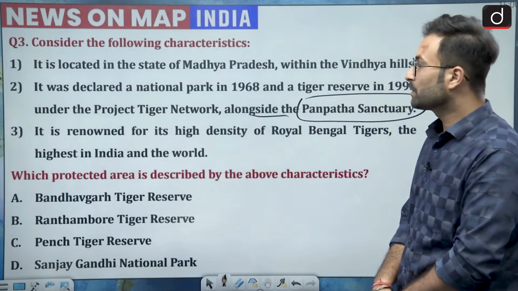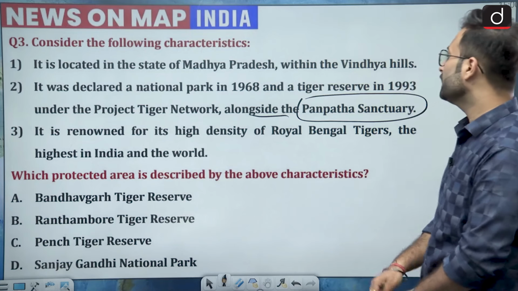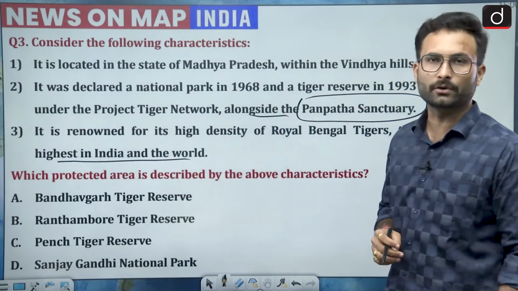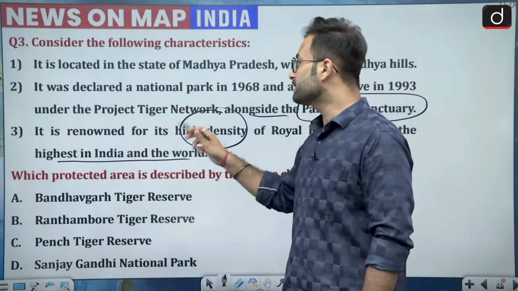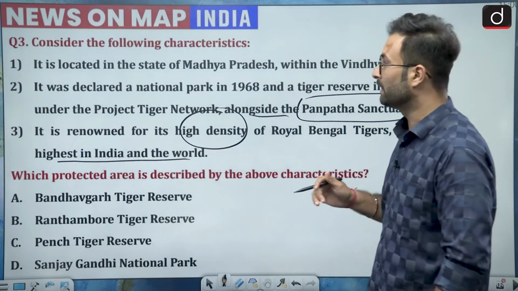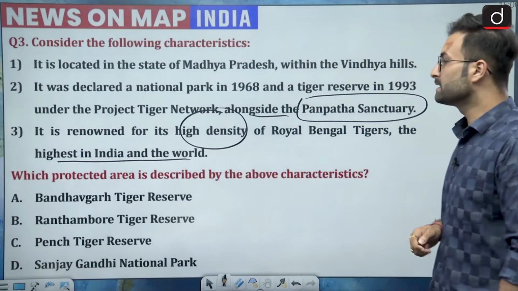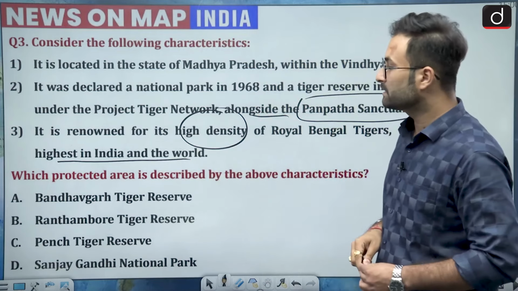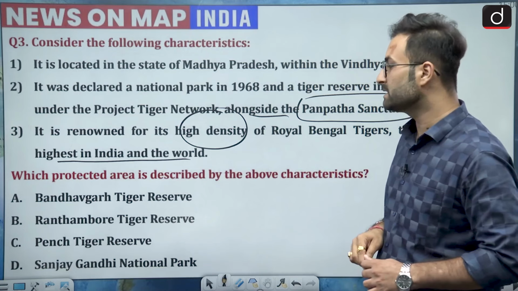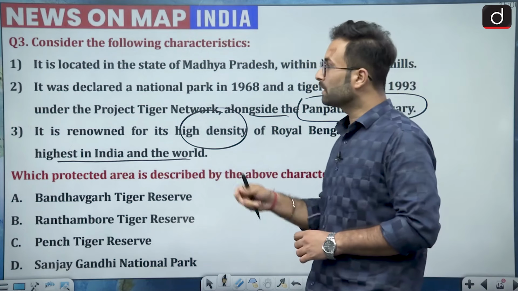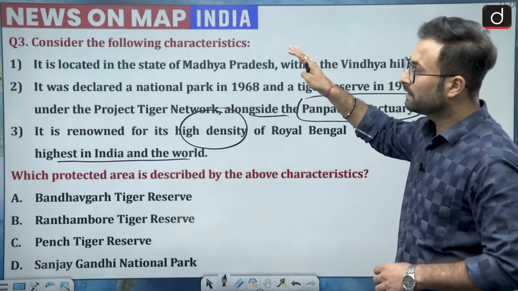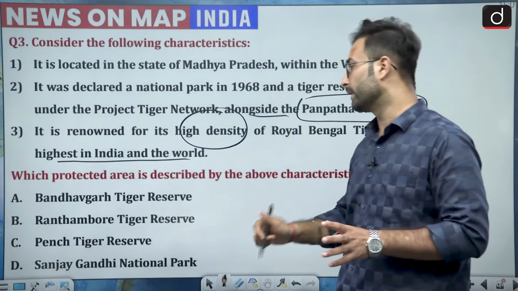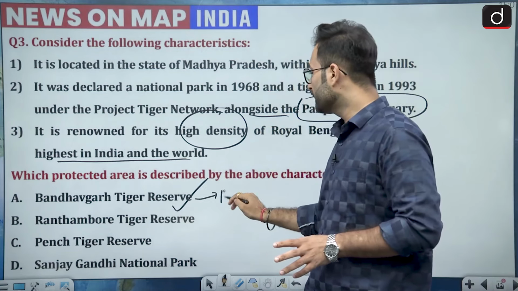Third statement is, it is renowned for its high density of Royal Bengal tigers, the highest in India and the world. So basically they are talking about the high density of the Royal Bengal tiger in this particular area. Now, which protected area is described by the above characteristics? These are the 3 statements you have to consider. Options are Bandhavgarh Tiger Reserve, Ranthambore Tiger Reserve, Pench Tiger Reserve, Sanjay Gandhi National Park. Considering the 3 statements, it is talking about a particular place, that is Bandhavgarh, and Bandhavgarh is located in Madhya Pradesh.